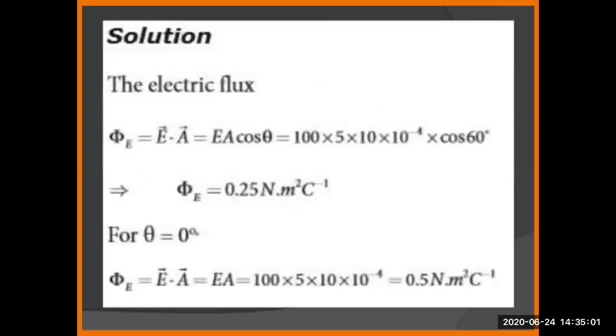So write in this way. Look at this solution. What we have done. Electric flux, here we would use the formula EA cos theta: 100 times 10 times 5, with centimeters converted to meters, times cos theta. That gives 0.25 newton meters squared per coulomb, and then for theta is 0, cosine theta is 1, putting the values, 0.5 newton meters squared per coulomb. So this is all about simple mathematics. You can make use of a calculator and you will get the value within seconds.